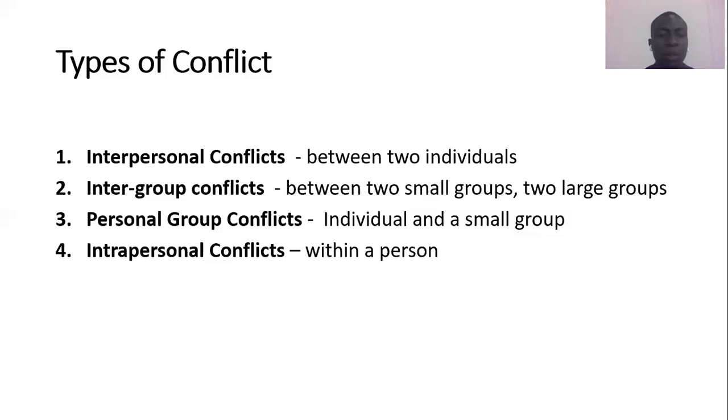Then we have also the intrapersonal conflict. These are conflicts within an individual. For example, someone is having difficulties making a decision. He's opposing himself while also trying to gain at the same time. So it's intrapersonal conflict, a conflict within a person. So those are the types of conflict, basically four types.